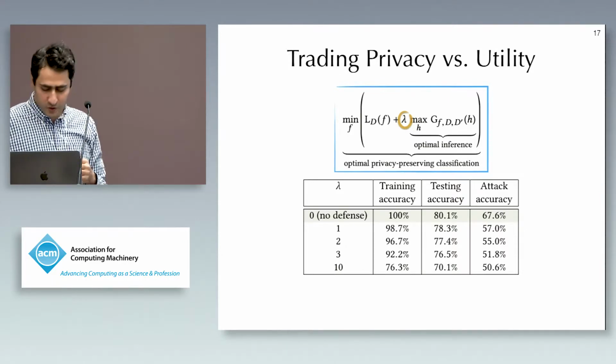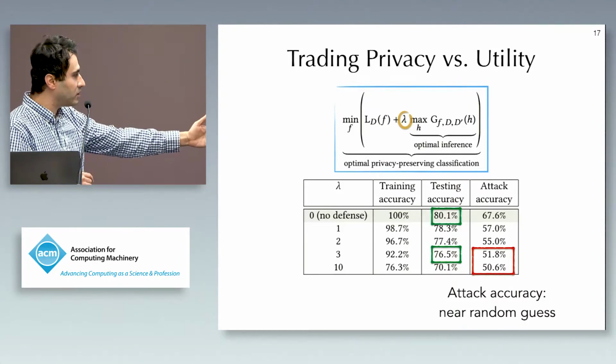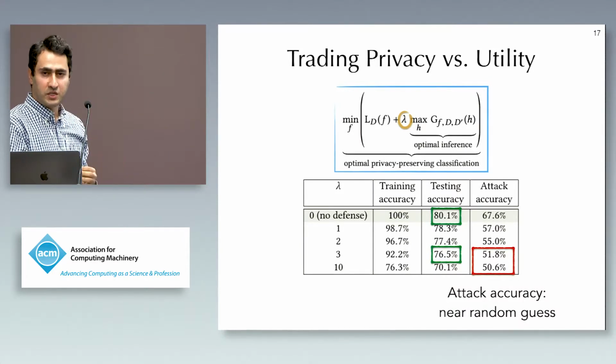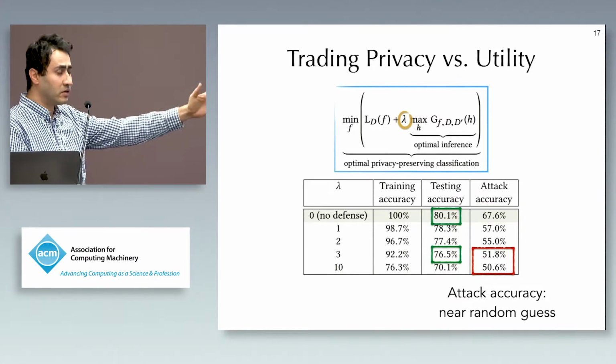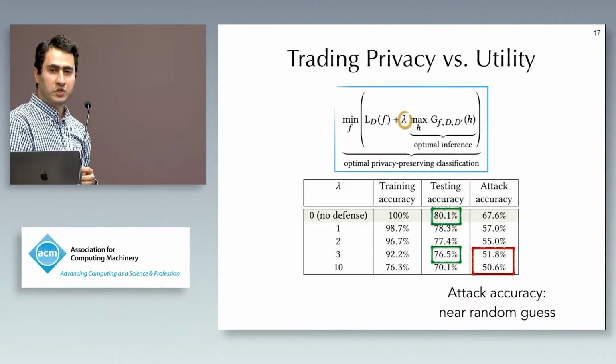So you see that you can increase the value of lambda, and by increasing it, you'll have better protection on membership privacy. By increasing lambda, the accuracy of the attacker will reduce. But at the same time, it will also reduce the utility of your classifier, right?